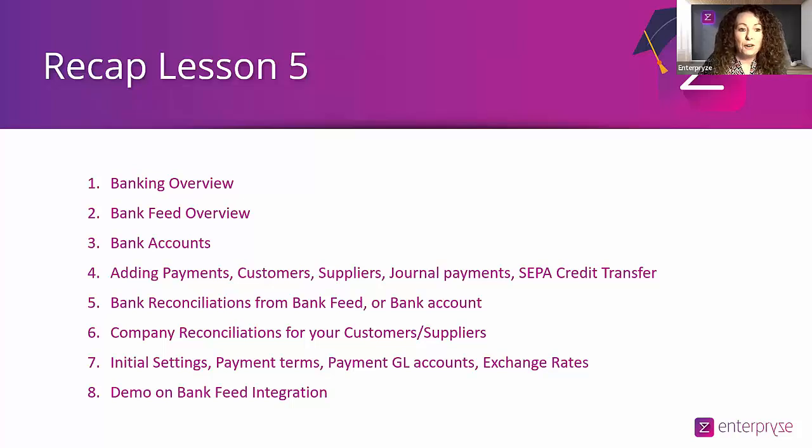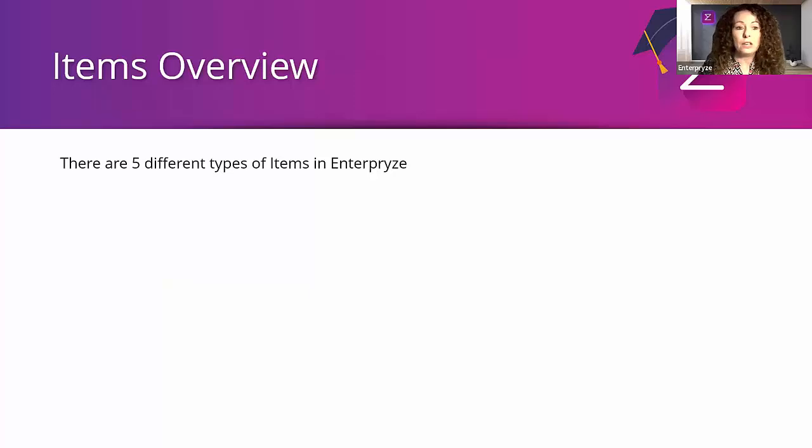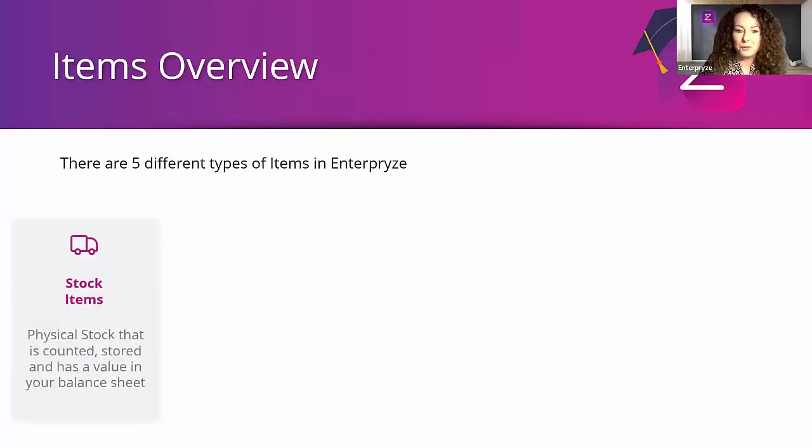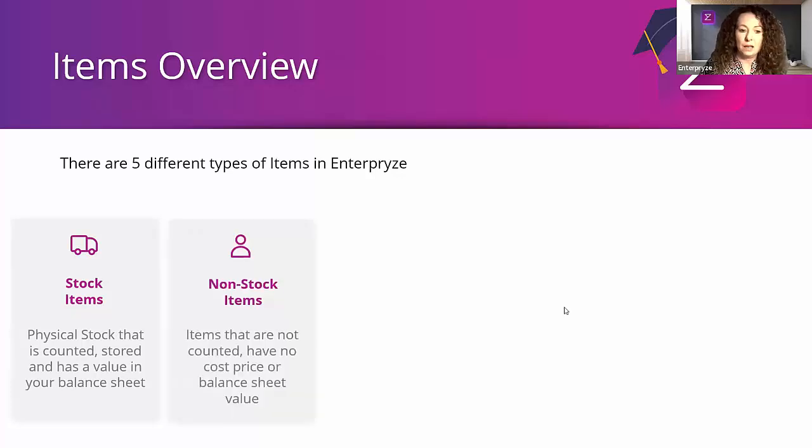Okay, so let's kick off today's lesson and let's take a quick look at the items overview. So currently as it stands today, there are 5 different types of items in Enterprise. So of no surprise, of course, you have your regular stock items. So that's your physical stock that is counted and is stored and has a value on your balance sheet. We have non-stock items. They are not counted. They have no cost price or balance sheet value. And again, I'll go into all of these in greater detail.